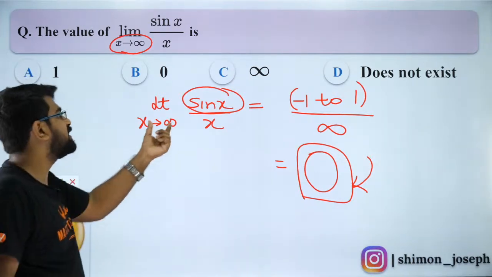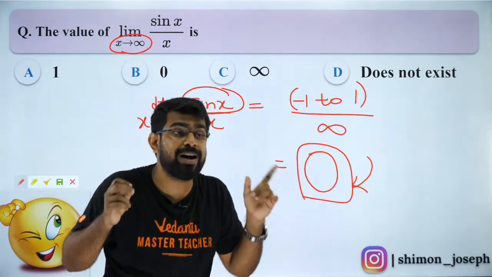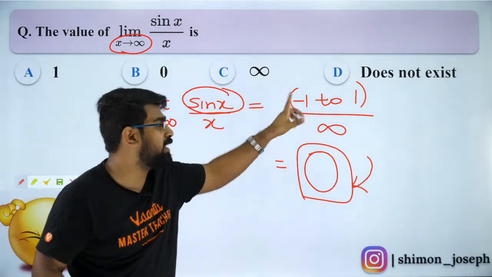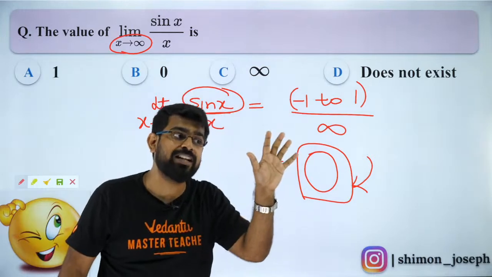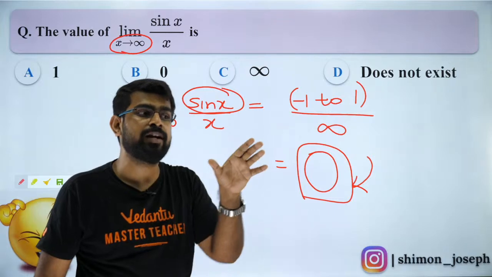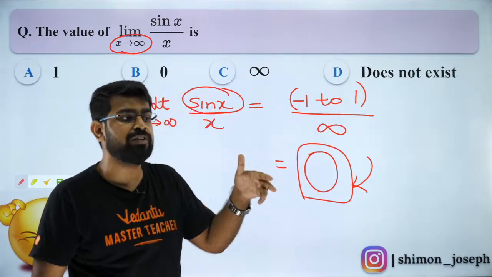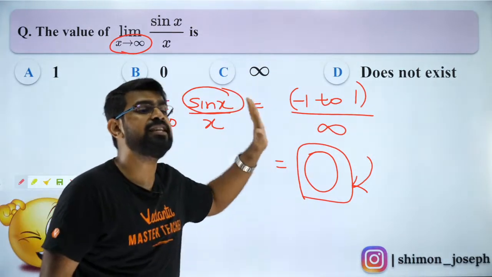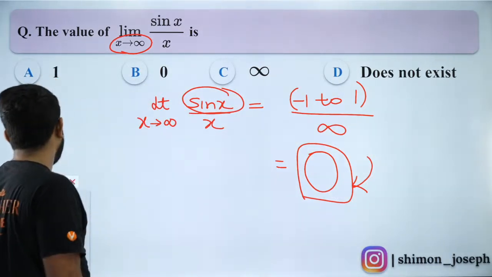Yes, Jasmine. See, Jasmine, sin infinity, I don't know what the value is, but I know it lies between -1 to 1. That is why I wrote that. I don't know what my numerator is, but I know for sure it lies between -1 to 1. So anything between -1 to 1 divided by infinity will be 0 because it's a finite number divided by infinity. Got it? So that is why the answer is 0. Now this is the Laddu way of solving it. The next way of solving it is by using L'Hopital.